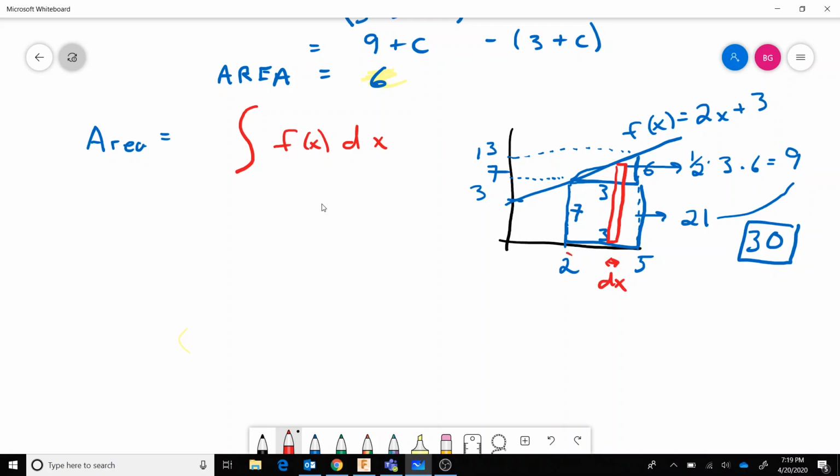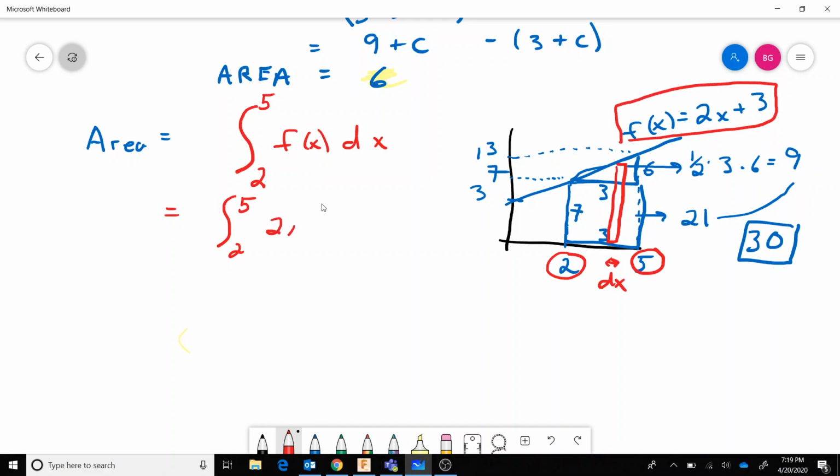And the lowest value of x I'm interested in is 2. I'm going to put that there. The highest value of x I'm interested in is 5. So I'm going to stick that up here. And this is the integration that I'm going to do. Okay, so instead of f of x, let's get what f of x actually is. And over here, remember, f of x is actually 2x plus 3. So I'm going to put my 2x plus 3 in for f of x.